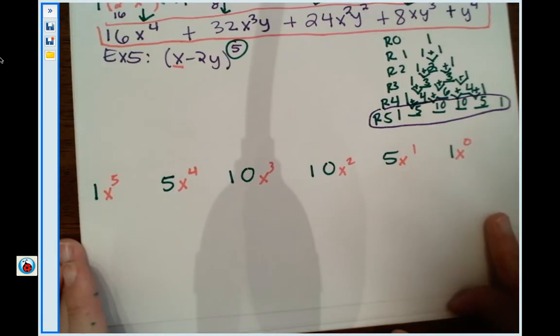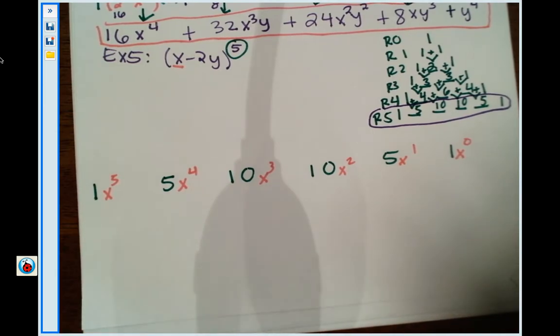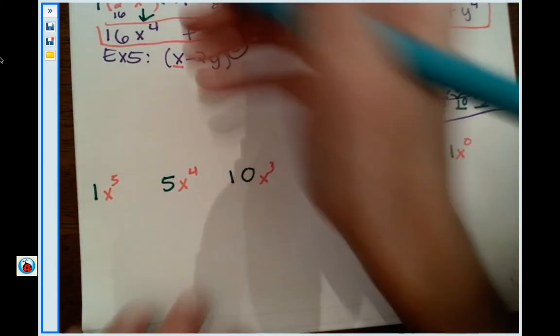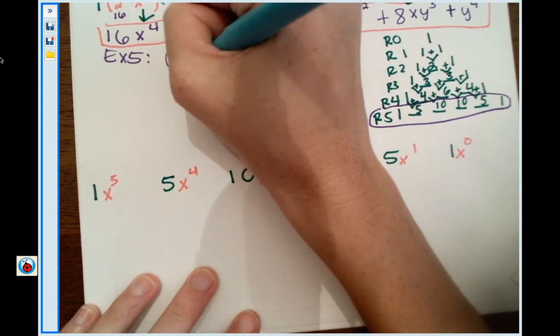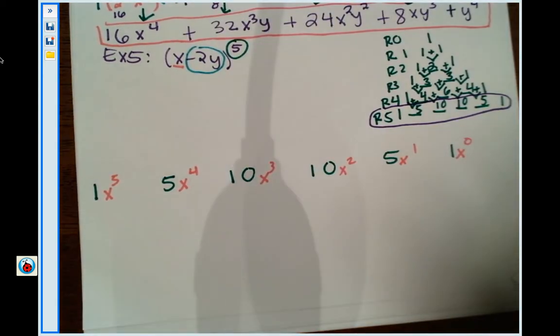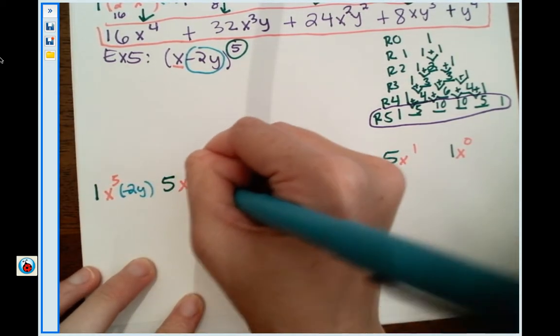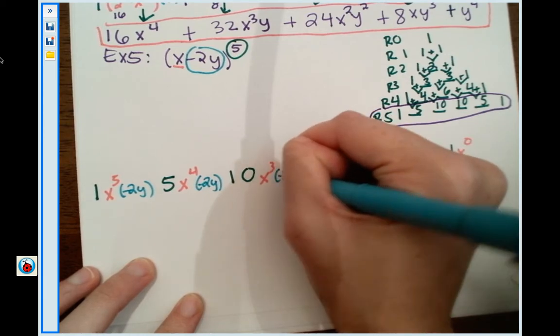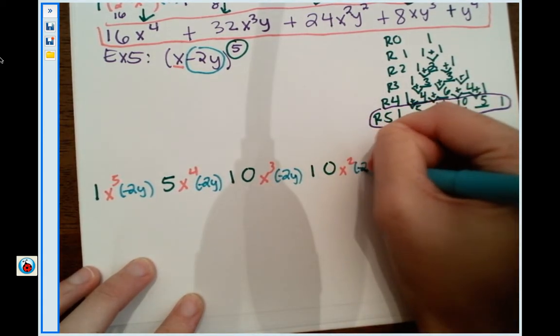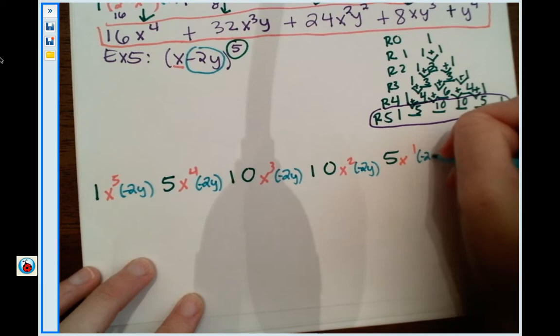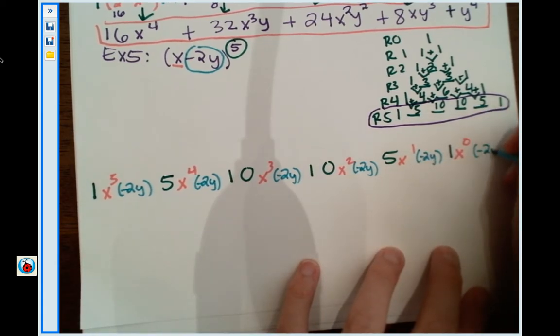Nice. Okay, now we do the opposite with the second term. Now, when we have subtraction, this is a little different, you guys. So, we are going to include this whole thing in the second term. Our second term, we're going to be doing a negative 2y each time. So I'm going to put negative 2y in each term. So negative 2y, negative 2y, negative 2y, negative 2y, negative 2y, and one more negative 2y.